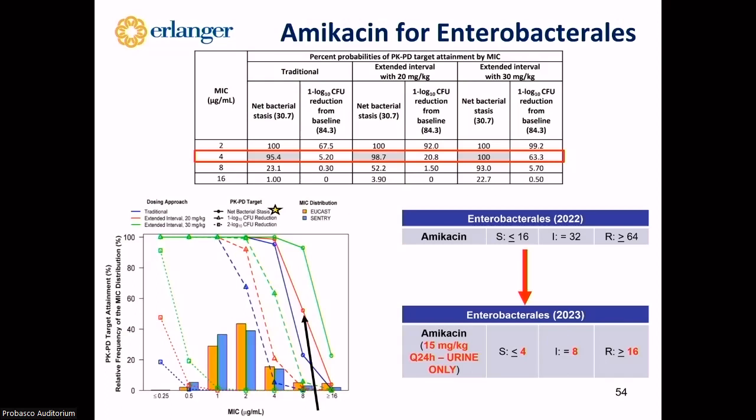intermediate breakpoint of 8, susceptible breakpoint of 4 and below. Now, they do recommend using 15 mg per kg every 24 hours and only for urine infections, which is slightly below our 20 mg per kg dose that was studied here. But that is because, referencing that table from the beginning of the presentation, we see almost 100 times higher concentrations of this drug in the urine than we do in the serum.